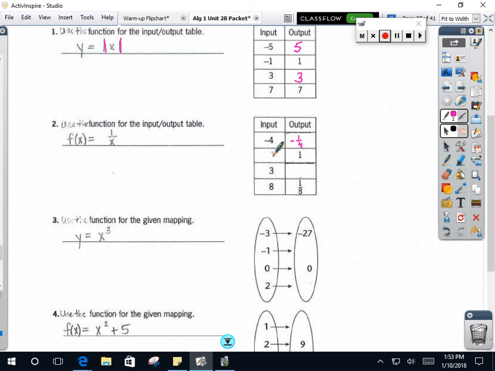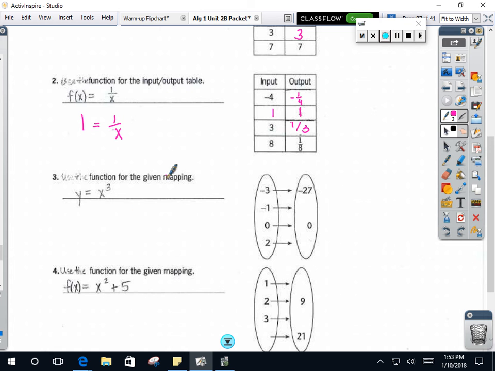Okay, then 1 right here is our output value. So we're going to put it in the place of f of x. And now we need to solve. 1 divided by what number equals 1? Right? And now we plug in 3. And when you plug in 3, don't you just get 1 over 3? So 1/3.